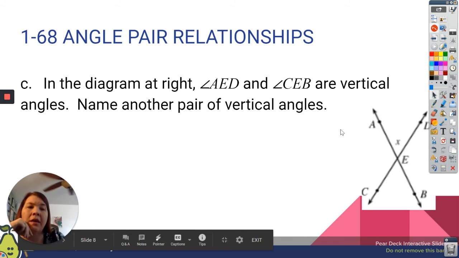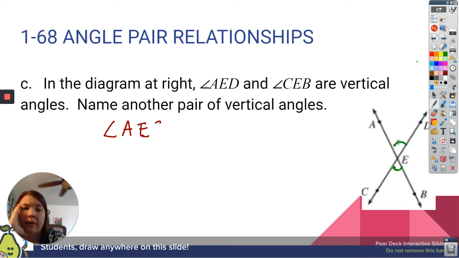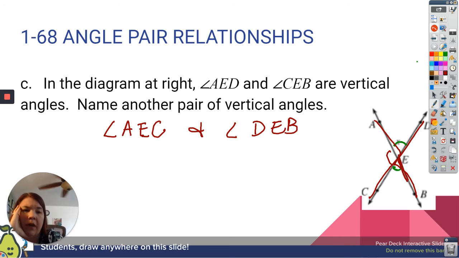In the diagram, AED, this one, and CEB are vertical angles. Name another pair, which means we need two angles. Angle AEC and angle DEB is one correct way to name the angles.